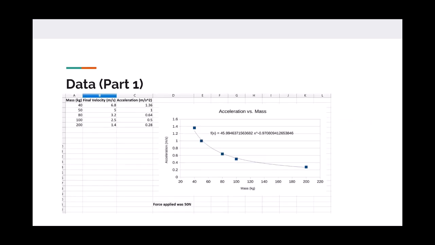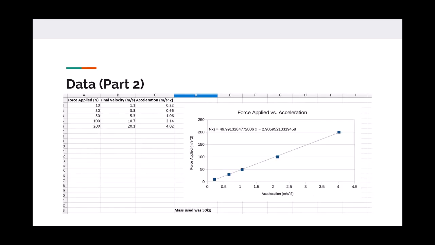We can also check and see that the coefficient for multiplying the mass is approximately 50. There's a little bit of error, but it's approximately 50, which matches the force that we applied, which was 50 newtons. In the second part, again, it's very, very close to 50, 49.99, which matches the mass we used of the box, which is 50 kilograms. We also have a negative 2.98, which has more error to it, but is relatively close to 0.